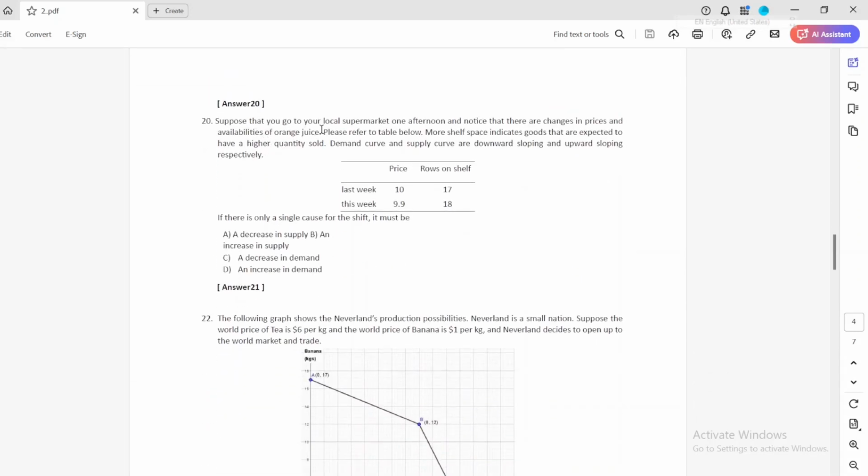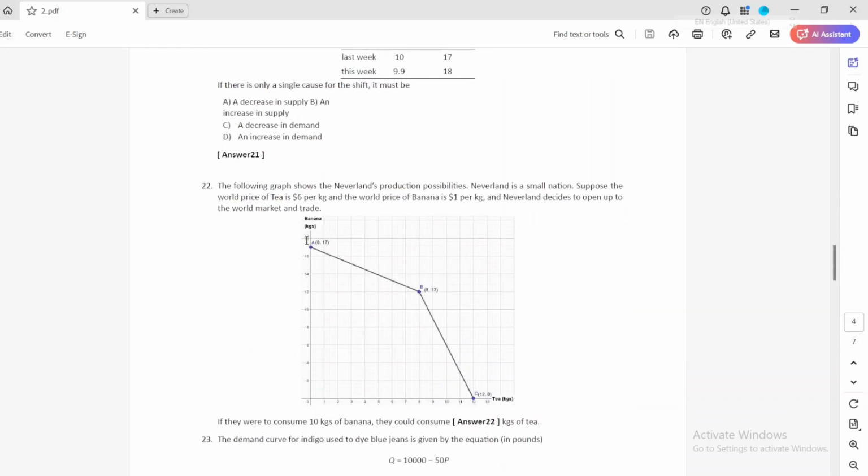Suppose you go to the local supermarket one afternoon and notice that there are changes in the price. Price has decreased from last week to this week, and more shelf space indicates goods that are expected to have a higher quantity sold. Shelf space has increased. So if there is a single cause for the shift, it must be an increase in supply. This is very obvious. Price has decreased, quantity has increased, so it is an increase in the supply. Okay, let's move on to the next question.